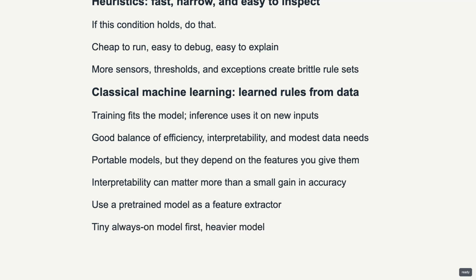A cascade saves power by reserving expensive computation for the moments that matter. The first stage watches continuously, and only after it detects a likely event does the larger model analyze the full input.